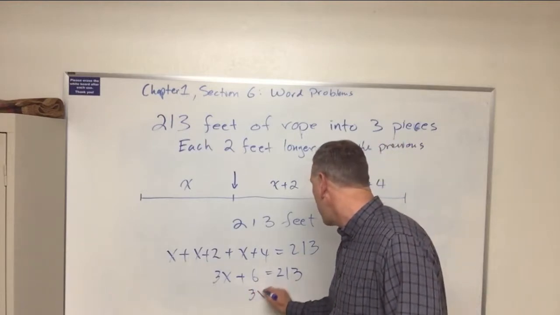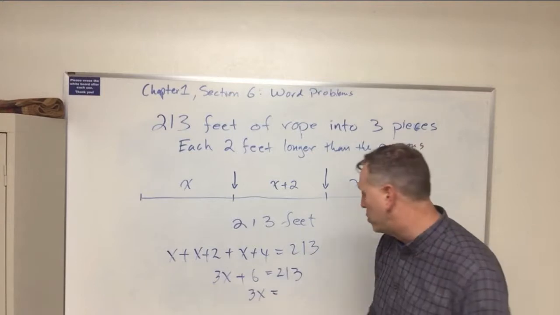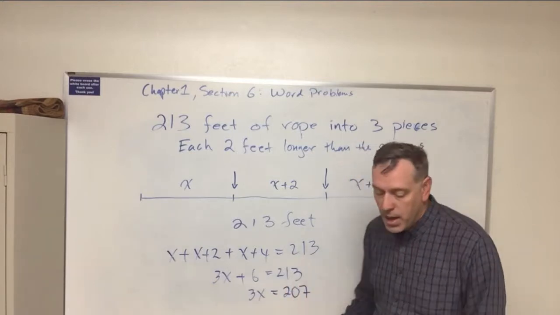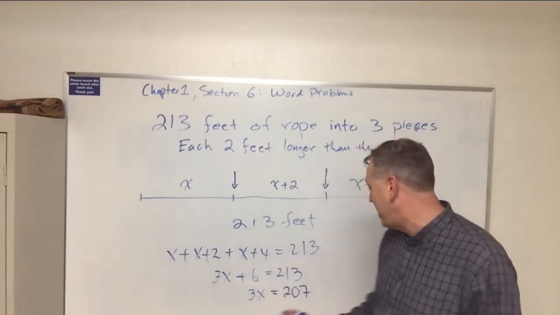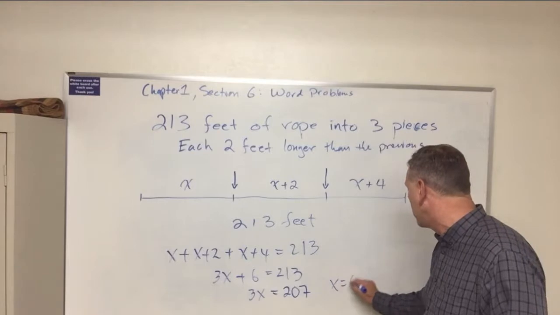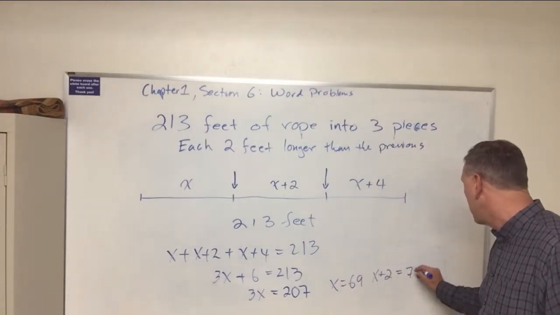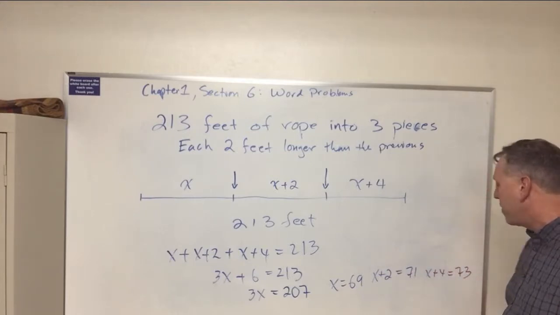This gets us 3x is now equal to 213 minus 6, 207. And 207 divided by 3, let's see, that is 69. So x is equal to 69. x plus 2 would then be equal to 71, and x plus 4 would be equal to 73.